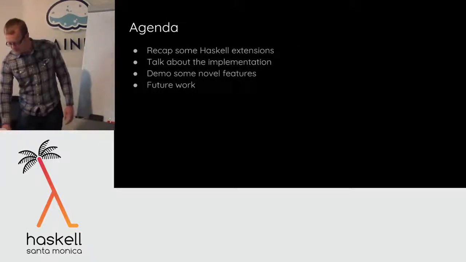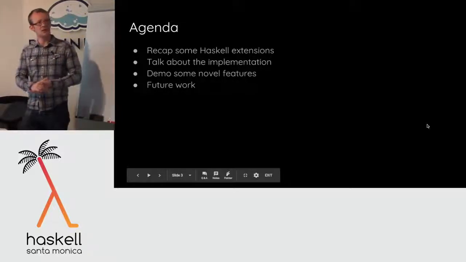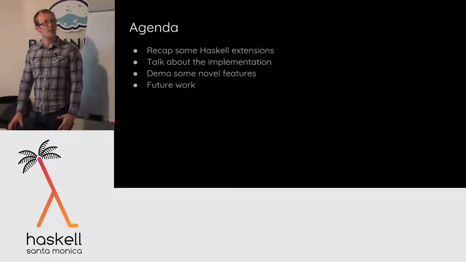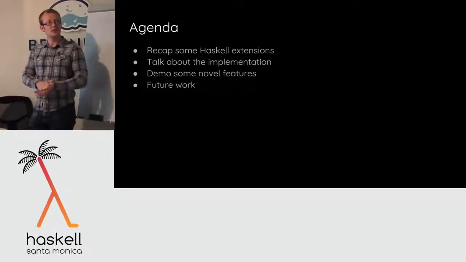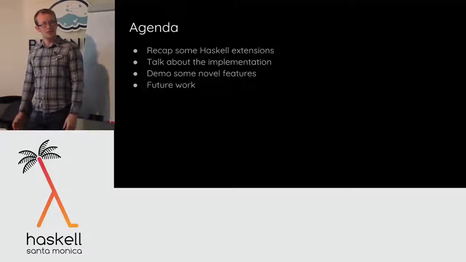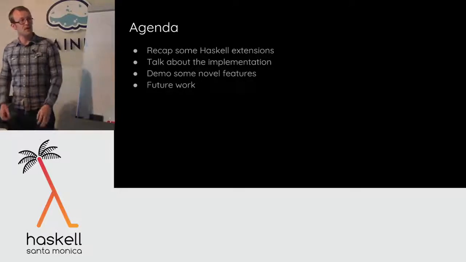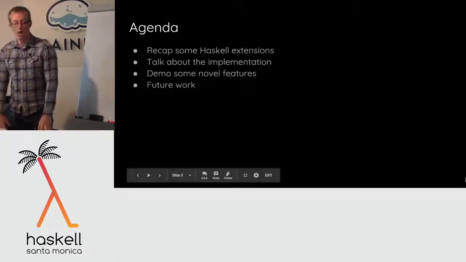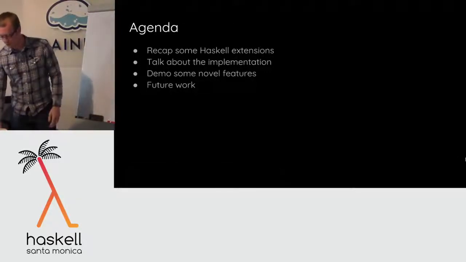Okay, so quick agenda. I'm going to recap some Haskell extensions. Some of them are pretty common, some you might not have seen in a while, so we'll just go over them. Then I'll talk about the implementation of the type system and those features, how they get implemented at a high level in the PureScript compiler. I'll give a couple of quick demos of some features that we have in PureScript that we don't have in Haskell. And then I'll talk a little bit about some ideas for type system features that we would like to add, ideally before a 1.0 release.